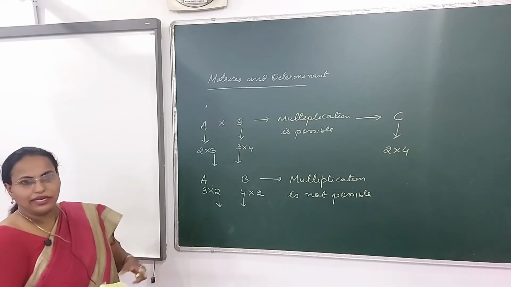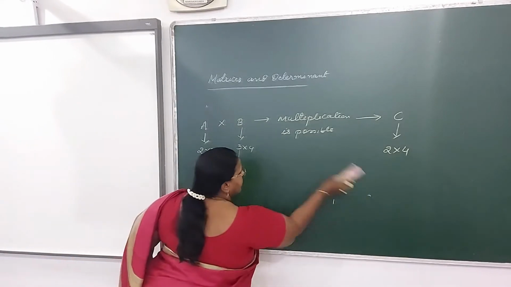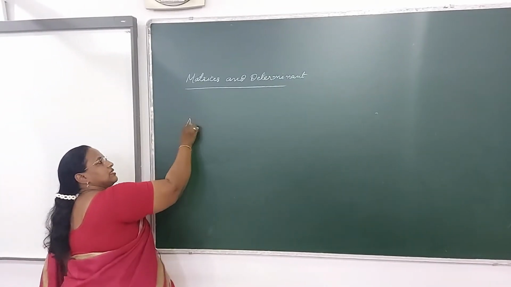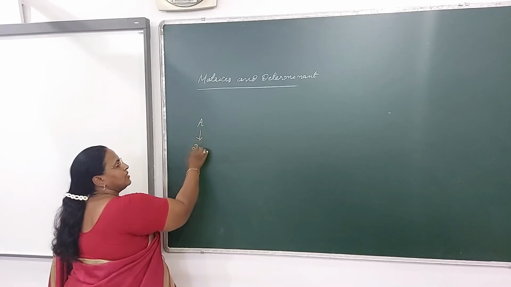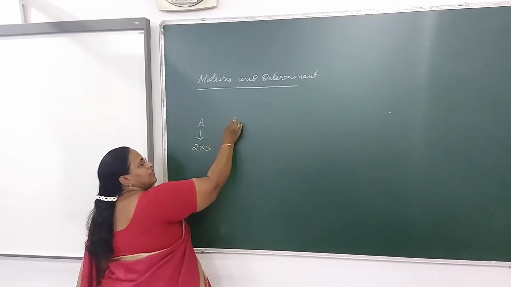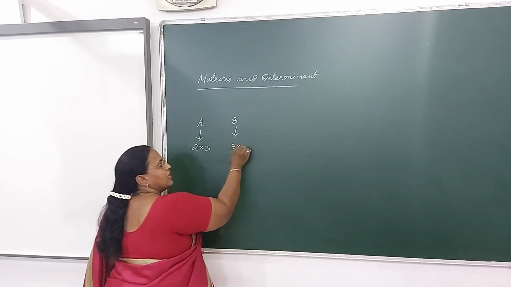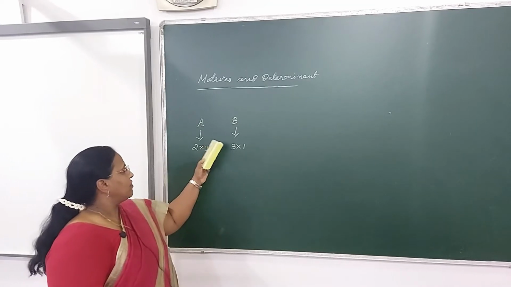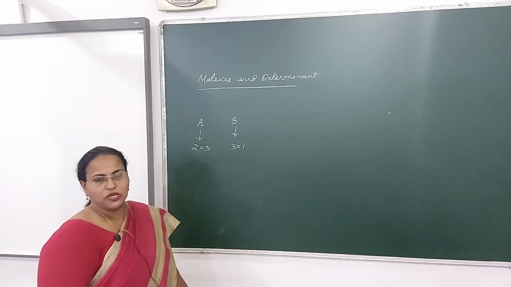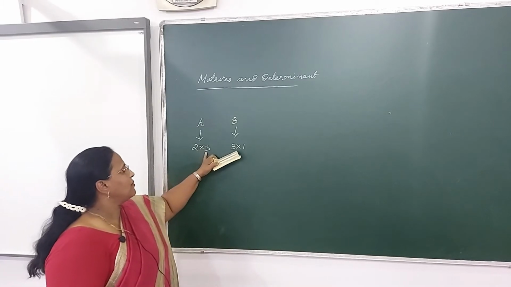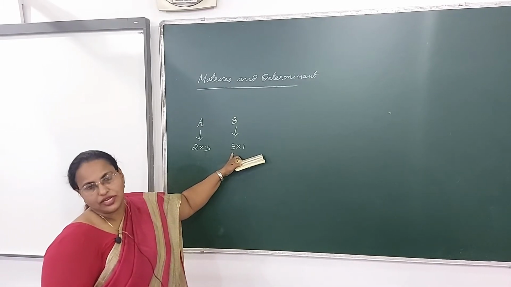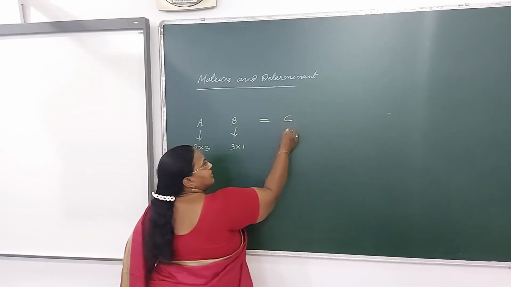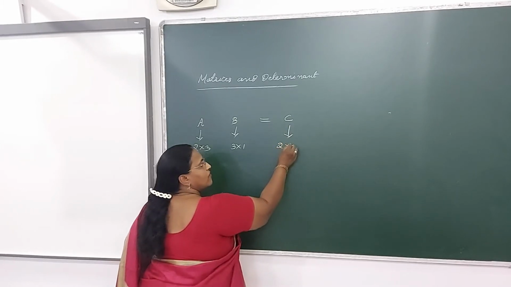Okay, now a few more examples let me take. Let A be a matrix of order 2 by 3. B is another matrix of order 3 by 1. Now I hope you can give the answer. A into B, is it possible? Yes, it is possible. Why so? Because the number of columns here is 3 and the number of rows here is 3. That means both are equal, so definitely we can multiply. So let the resultant be C matrix and the order of the C matrix will be 2 by 1.